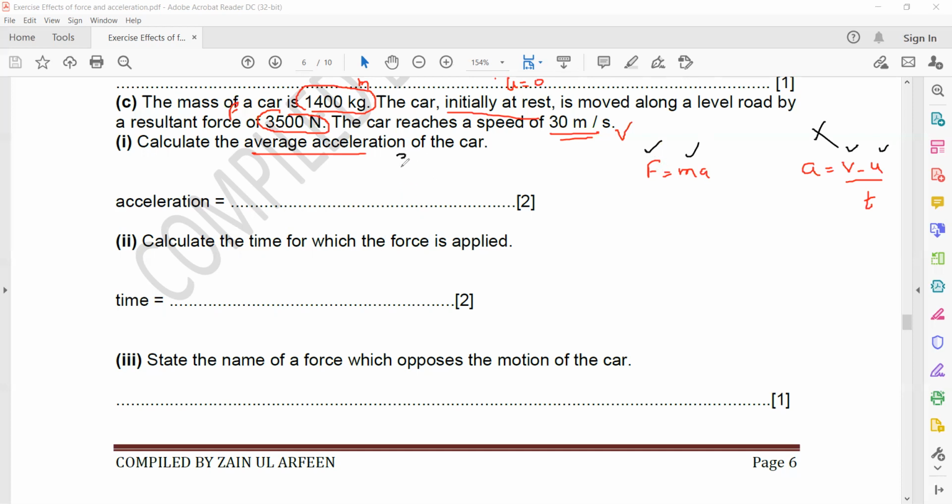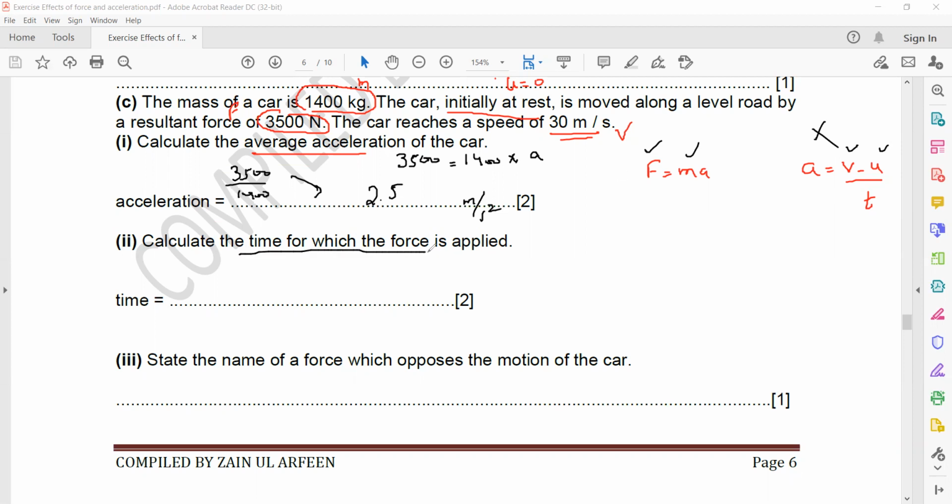So F equals ma, 3500 is the force. The mass of the car is 1400 and acceleration is a. 1400 is multiplied, on the other side it will divide. So 3500 divided by 1400. What is the final answer for acceleration? 2.5. So the acceleration of this car is 2.5 meters per second squared. Is the first part clear? We use F equals ma because we cannot use a equals v minus u over t, as we don't have the time interval.